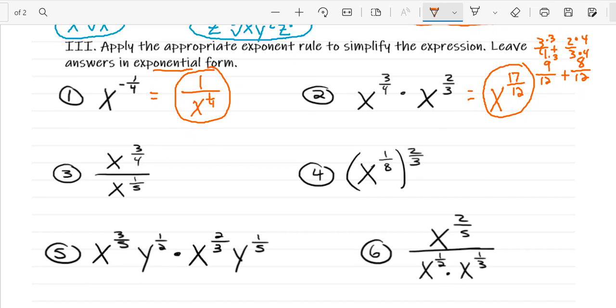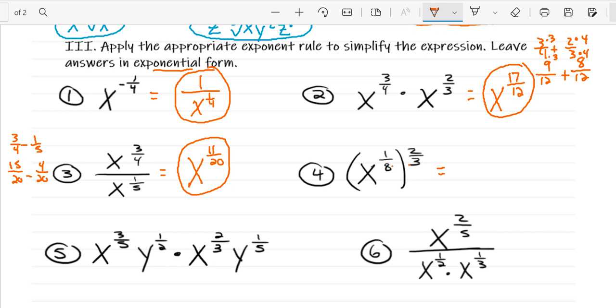For example, when you are dividing, the rule is that you keep the base and you subtract the exponents. So we need to do 3/4 minus 1/5. Common denominator is 20. This is 15/20ths and this is 4/20ths. Subtract, you get 11/20. Again, leave it in exponential form.